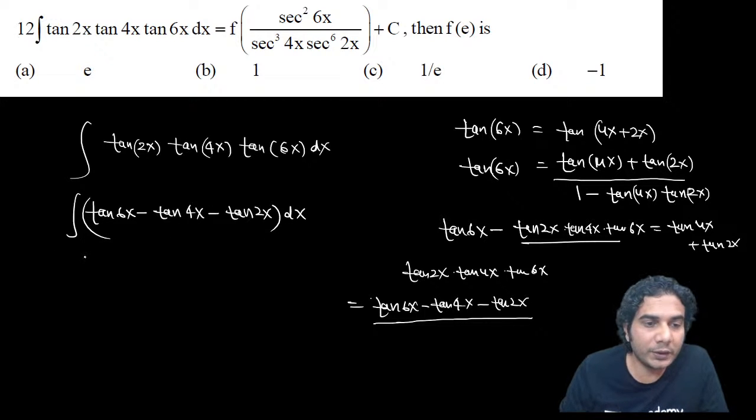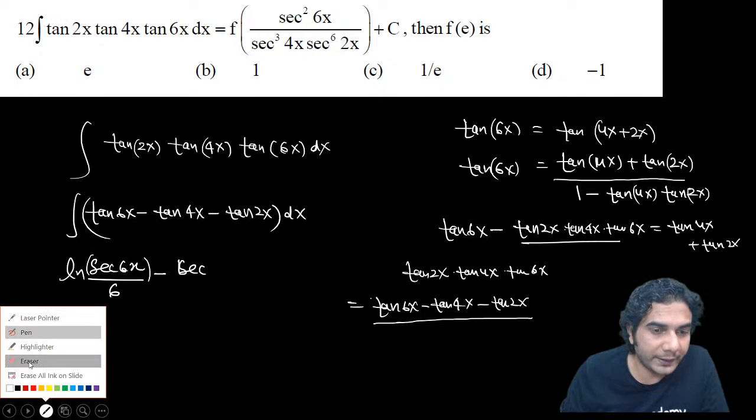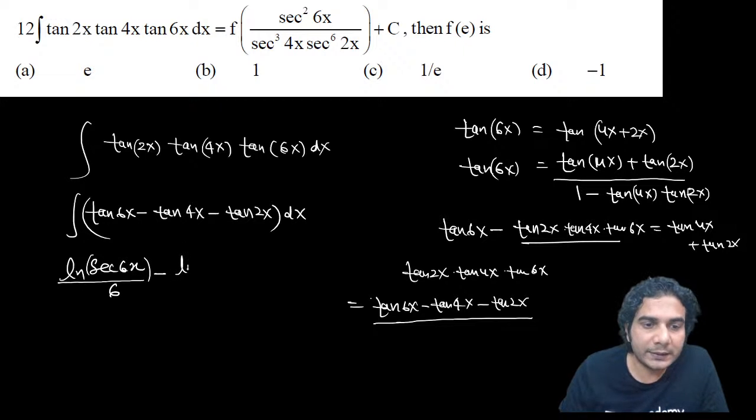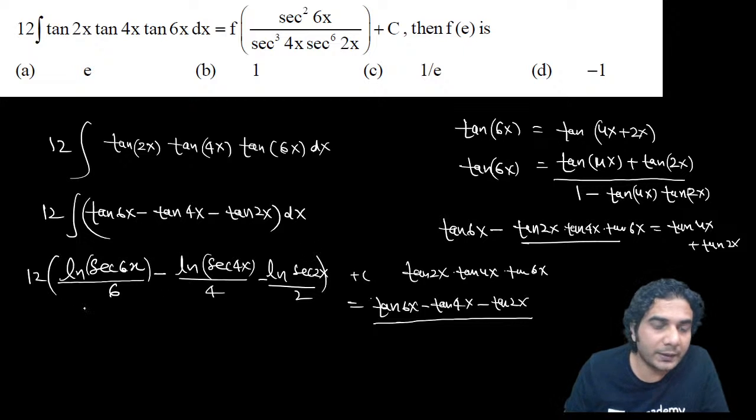And if you integrate it, what is the integration of tan? It is ln of sec of 6x divided by 6 minus ln of sec of 4x divided by 4 minus ln of sec of 2x divided by 2, plus c. And you can see 12 was there in the product, so you need to multiply this whole expression by 12 as well. And 12c is same as c, so just leave this c.